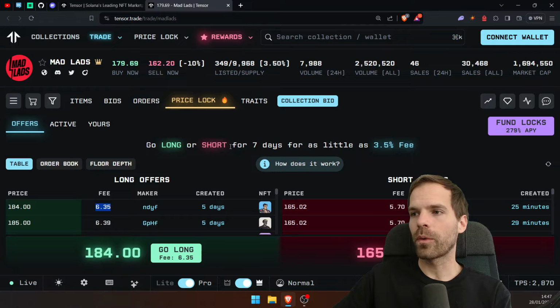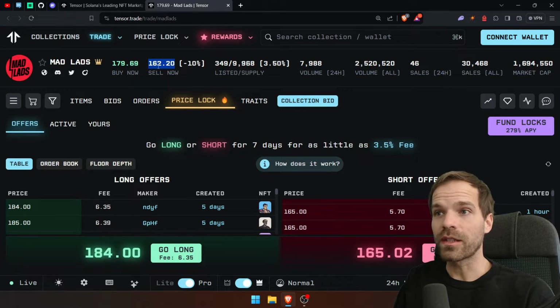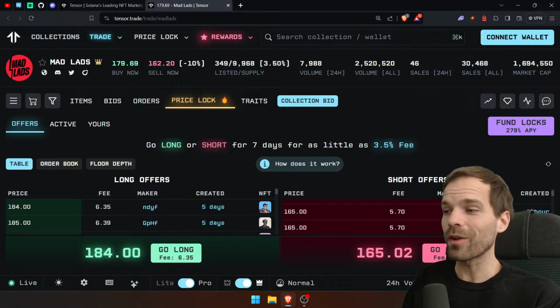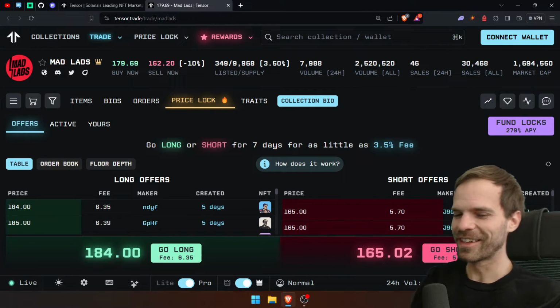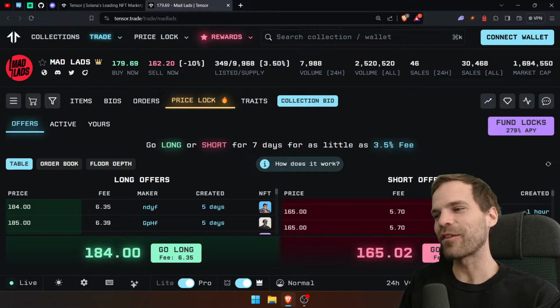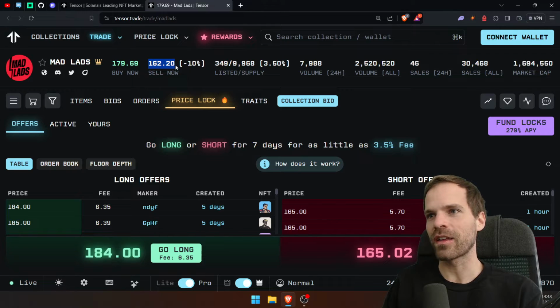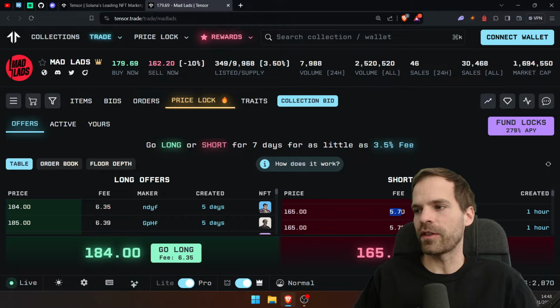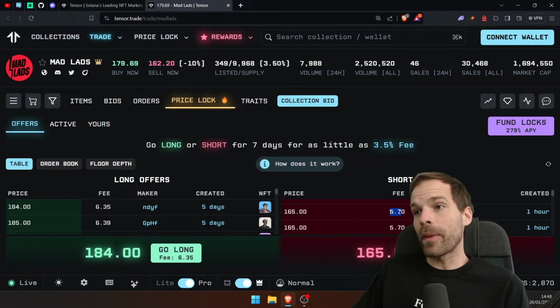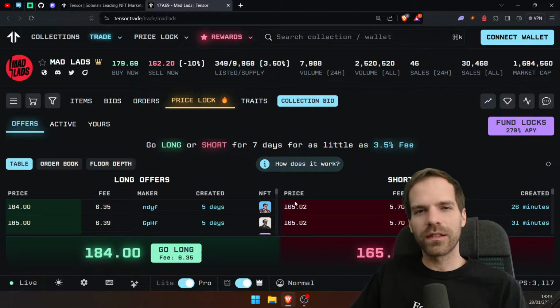And if we were to go short, we could either take the collection bid and sell for 162, or for only 5.7 sol, we could go short and sell for 165. That's actually higher here. This price is actually higher than if we were to take the collection bid, but we also need to pay the 5.7 in fees. So that we pay anyway, whether or not we then actually sell for that price. Those are still ridiculously high prices.